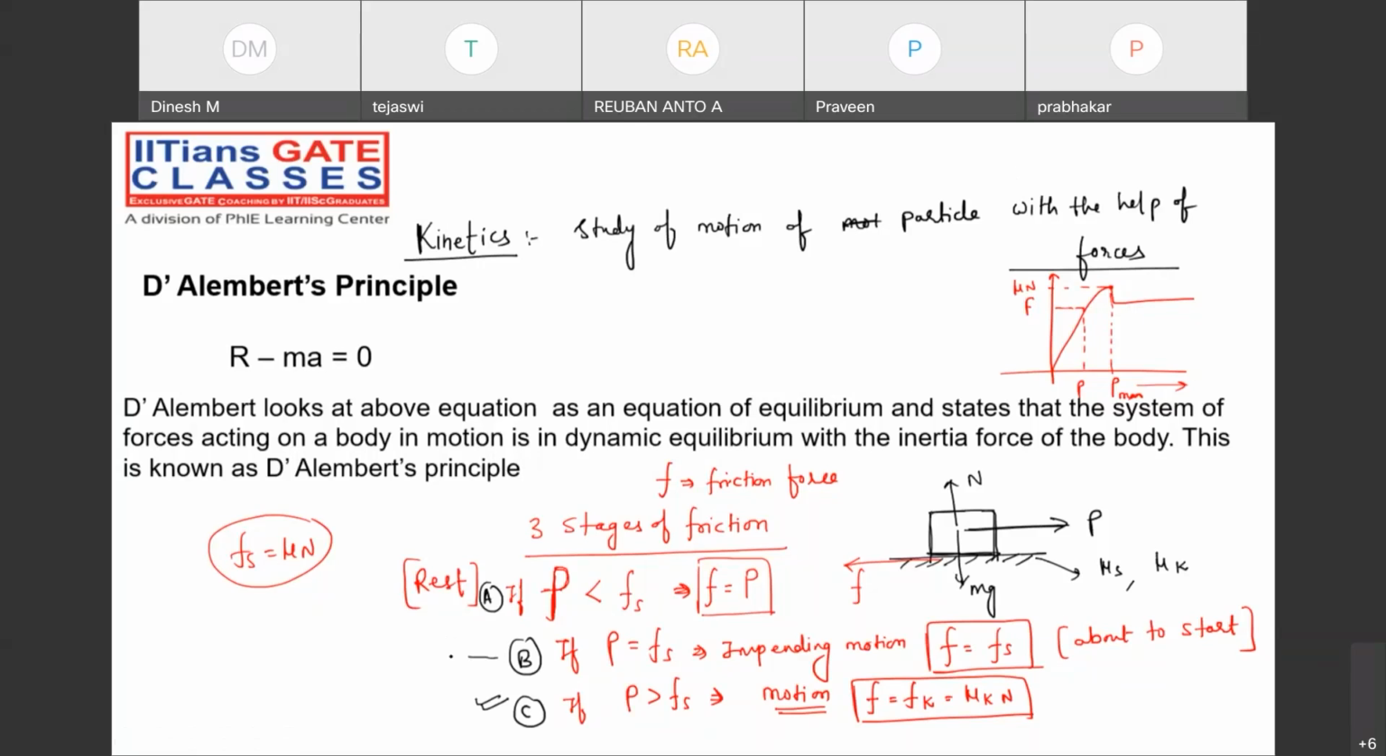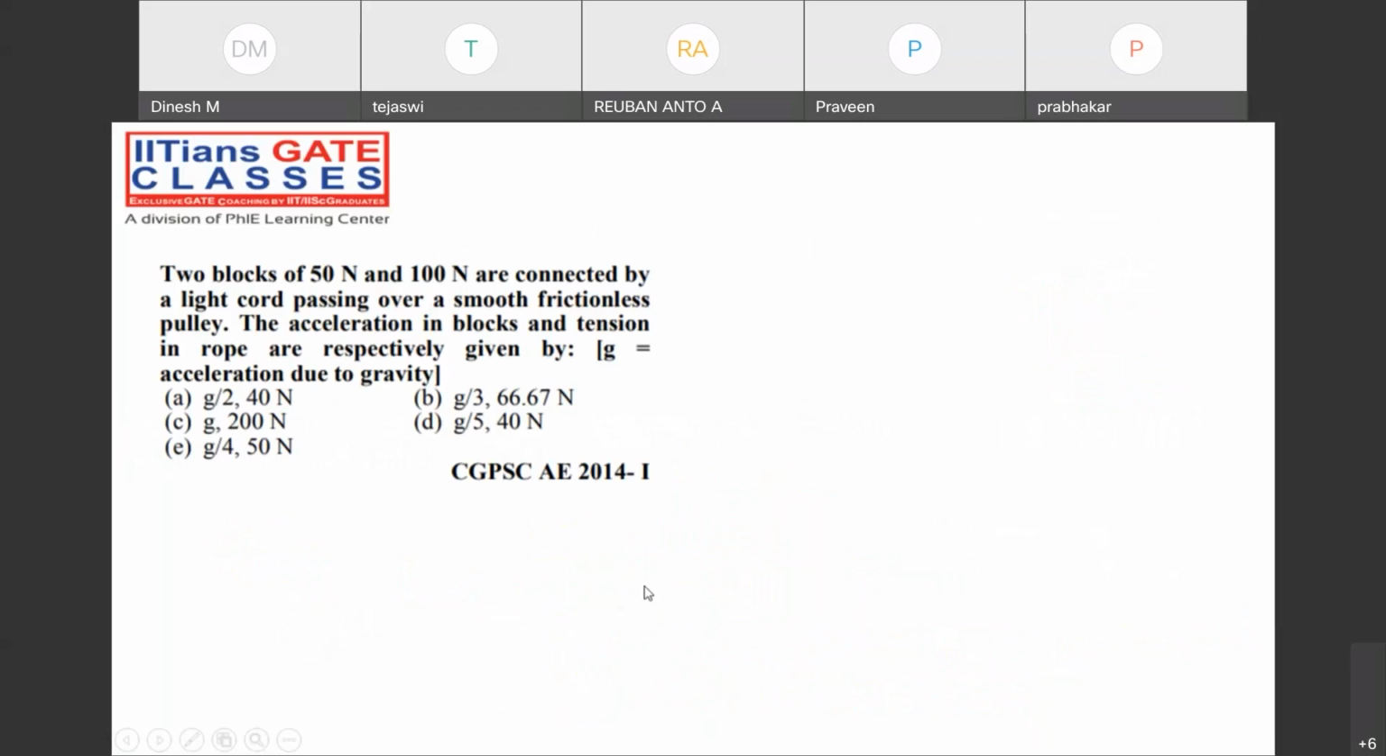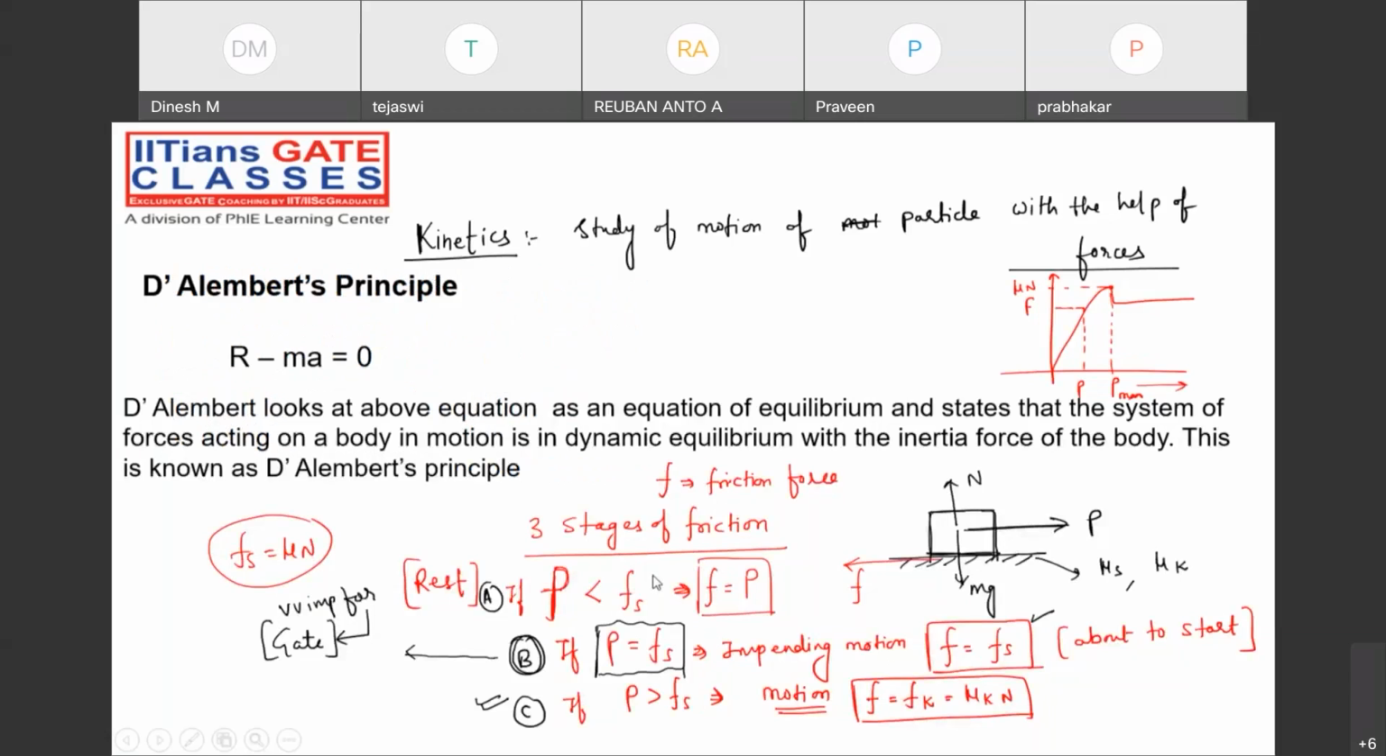Many times, this case B has been repeated in the GATE examination multiple times. So it's very important for GATE. In case B, they always give the point impending motion, just about to start. In that case, my dear friend, just put in these two conditions and you will get the right answer. You will never get a wrong answer. Please note it down. Very, very important.